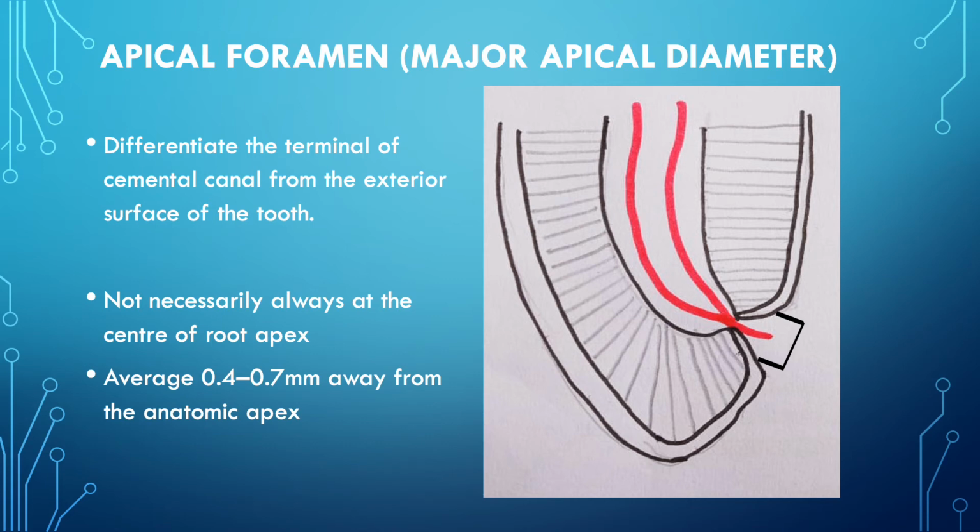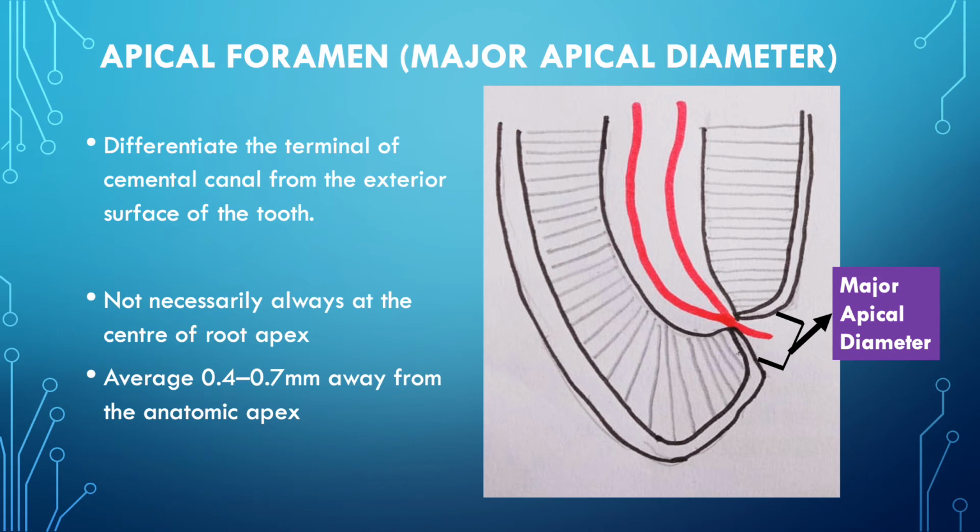Now, the apical foramen, which is also known as the major apical diameter, differentiates the terminal of the cemental canal from the exterior surface of the tooth. The apical foramen is not always located in the center of the root apex. It may exit on the mesial, distal, labial or even the lingual surface of the root, usually slightly eccentrically.